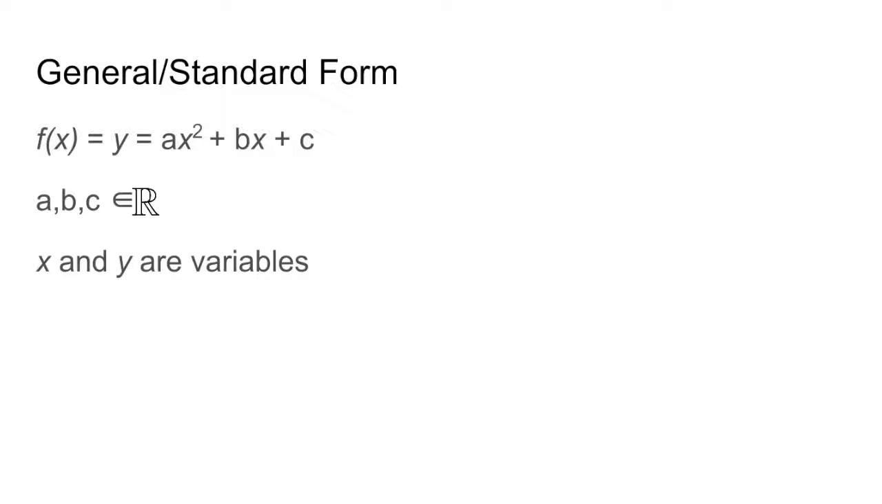When you see it written like this, a, b, and c are constants, or you may see it written like this here, belong to the set of all real numbers. And x and y are your variables that can change. X is your input, and then y would be your output.